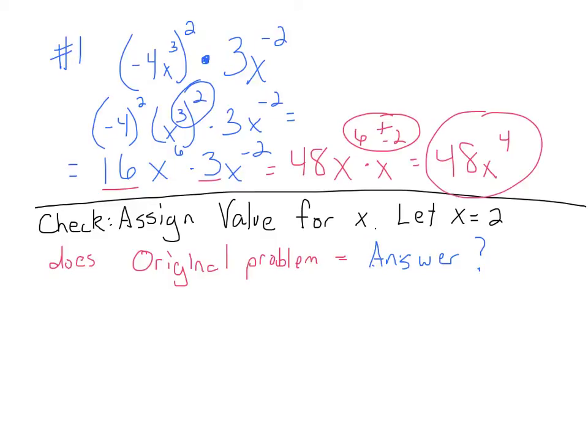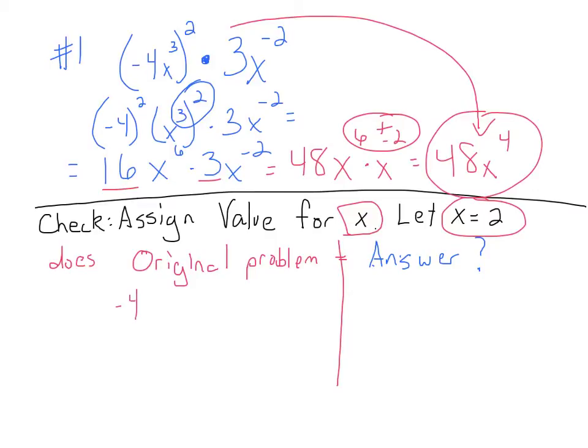Now, you can check the answer by assigning some value for x, because some people don't know if they're done, like if their answer's right. Well, just pick any number for x and check your initial expression and your final expression and see if it's true. So check this out. Watch, I'm going to draw a line right here. I'm going to do this in red. So negative 4, instead of x, I'm going to put 2. That's cubed, and the whole thing is squared, times 3 times 2 to the negative second. See what that equals. And on the other side, I'll do it in blue. Take your answer, 48, and instead of x, put 2 to the 4th power, and just see if they're equal.